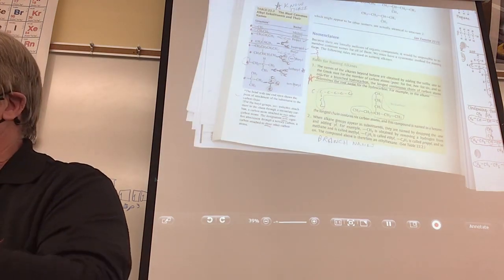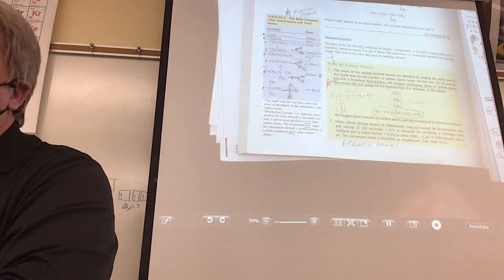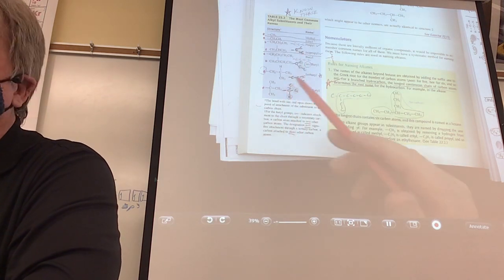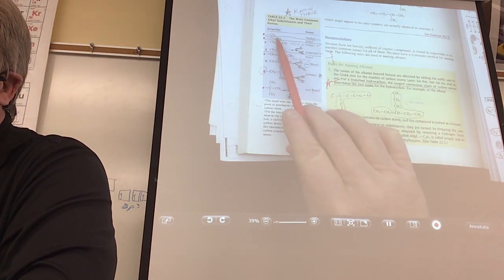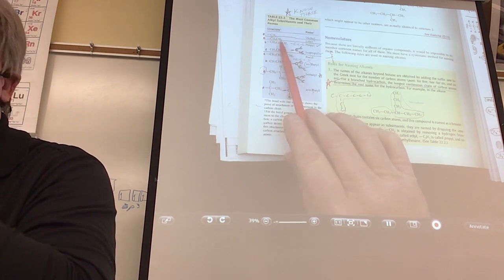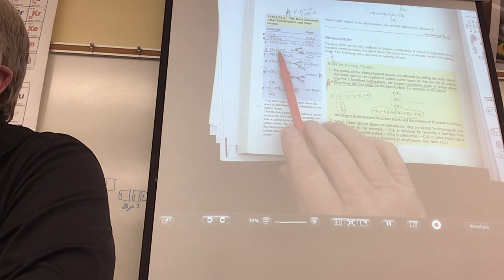Let's go to page 1000. All right, here we go. I won't have any more than these. This is about as far as I'm going to go, but how many different ways can you have methyl? Just one. How many ways can you do an ethyl branch? Just one. How many ways can you do a propyl branch?